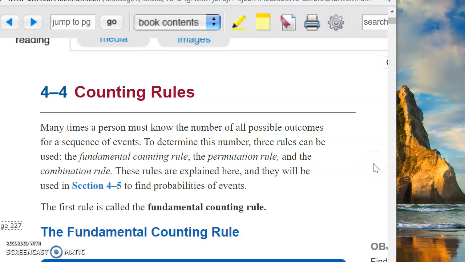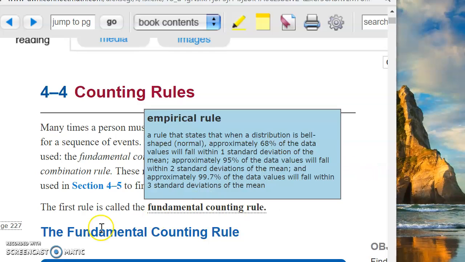Okay, here we go, folks. This is section 4-4. This is the so-called counting rules. Let me try to give you just a little tiny background of why we're looking at counting rules.